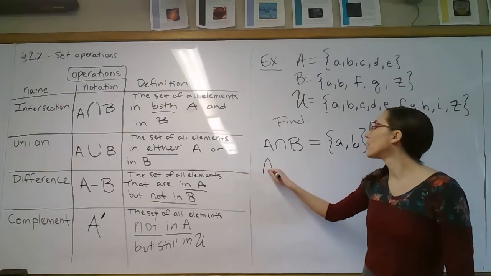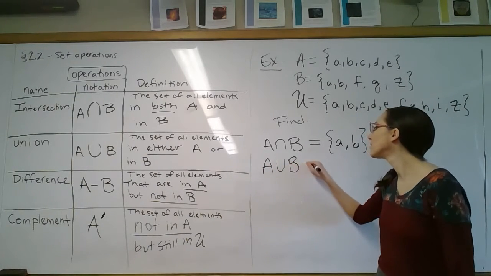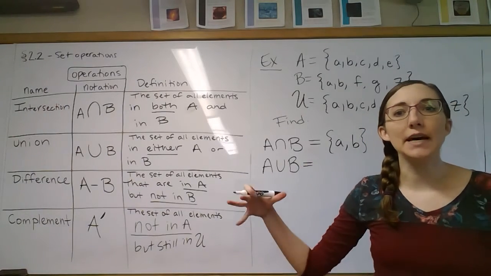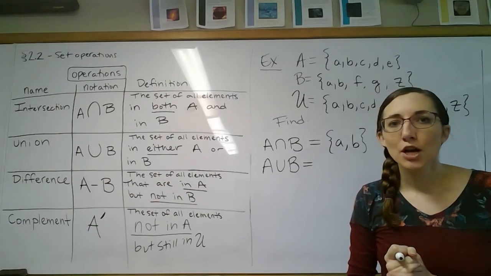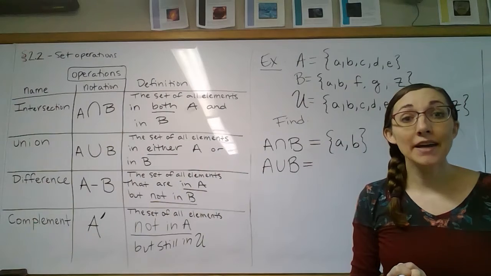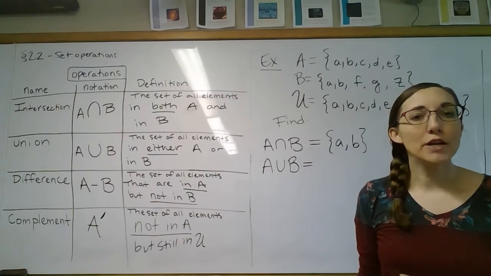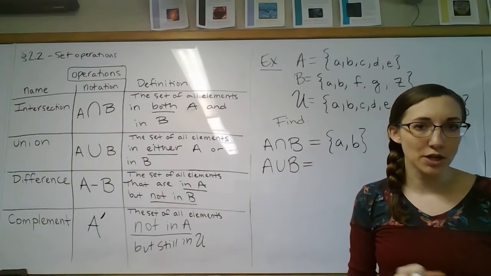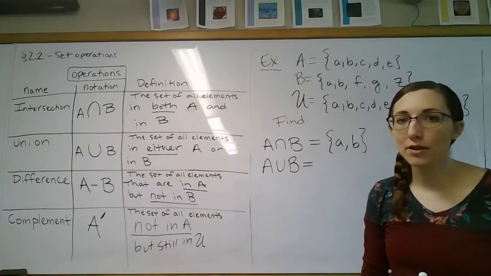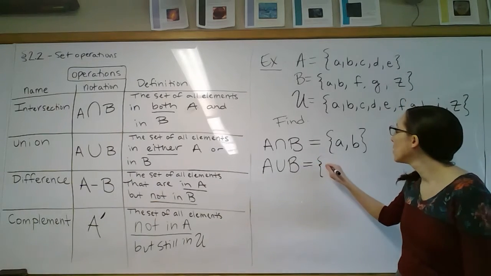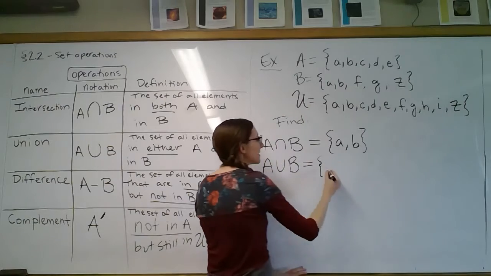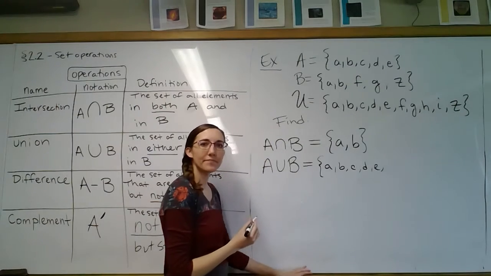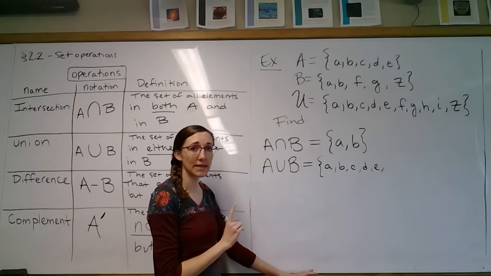We could then look for the union. So A union B. Now remember, with a union, it says lump them all together. So take anything that's in either set. I could put it all in alphabetical order, or it doesn't really matter. We could just list elements from all of them. So I could start with set A, which has A, B, C, D, and E. And then I could just keep going, now looking at the set B.